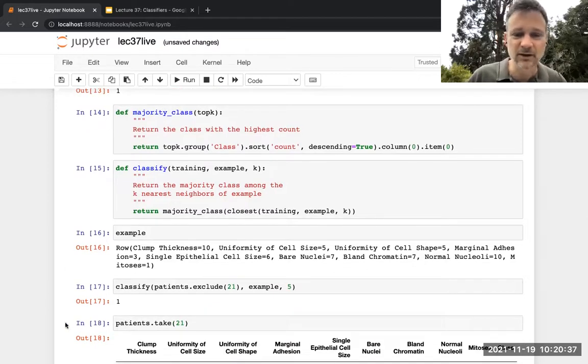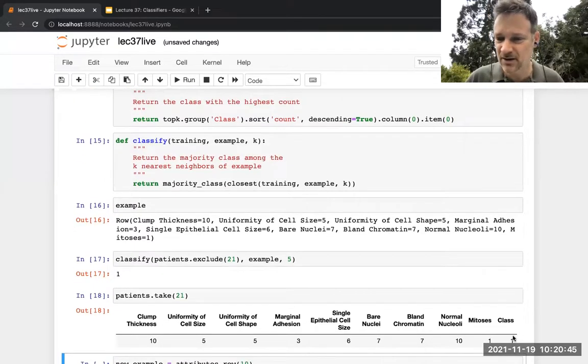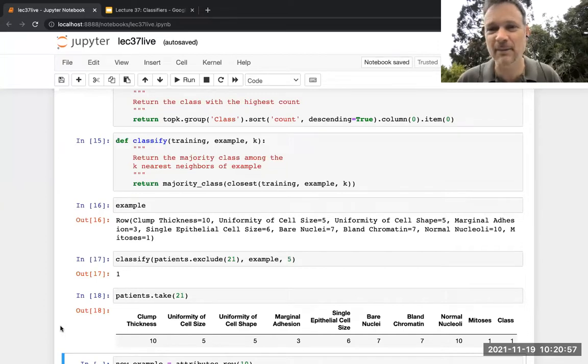So let's now compare to see what the actual class of this patient was. The actual class of this patient was 1. So was the classifier's prediction correct for this patient? Yeah, we predicted 1, the truth was 1. So in this case, the classifier happened to be correct. Now, it won't necessarily be correct for everyone or all the time, but it was in this example.